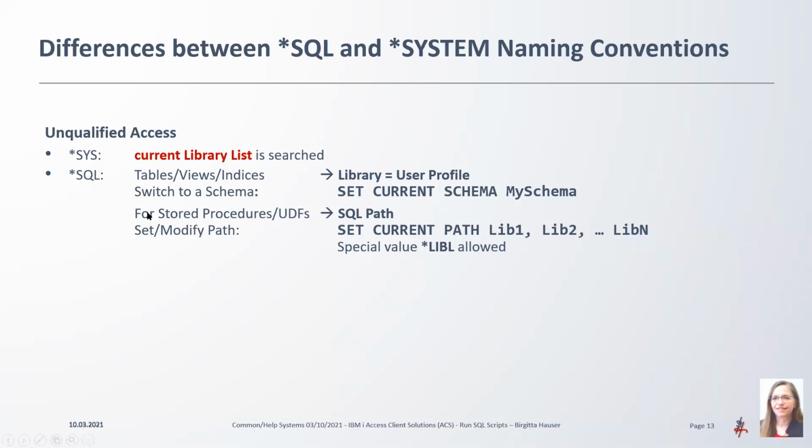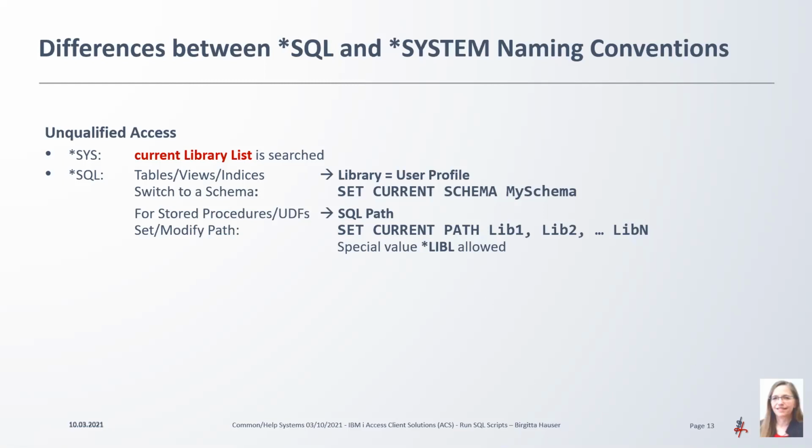If we are working with SQL naming conventions and calling stored procedures or user-defined functions, these objects are not searched in the current schema, but in the SQL path. The SQL path can be set with a set current path. And here we have the same way as in a library list. That means we can specify multiple libraries. But if our stored procedures, for example, are in the data library, we also have to specify the data library here. And here is also a special value label.